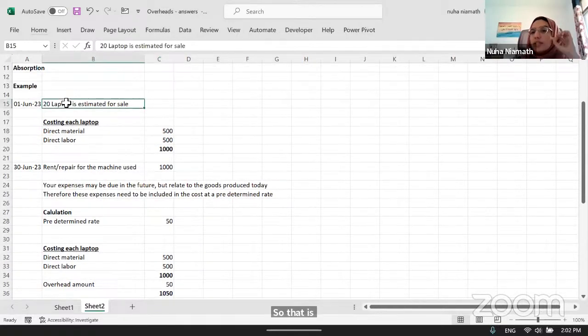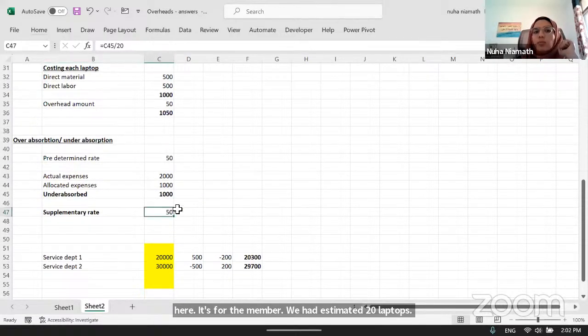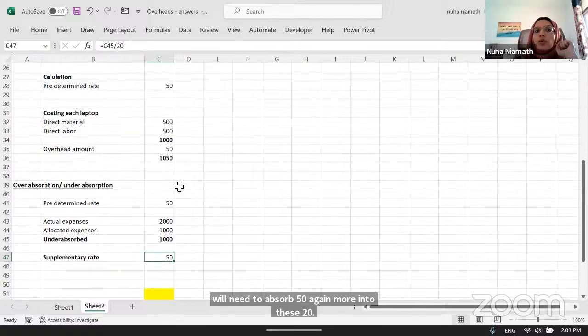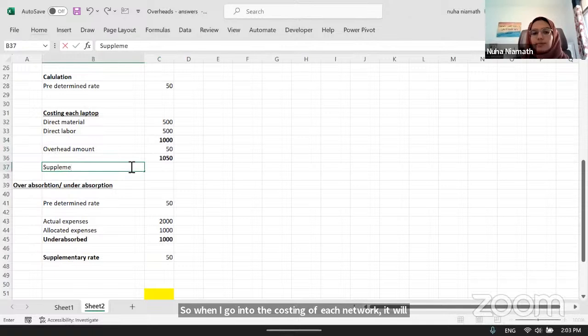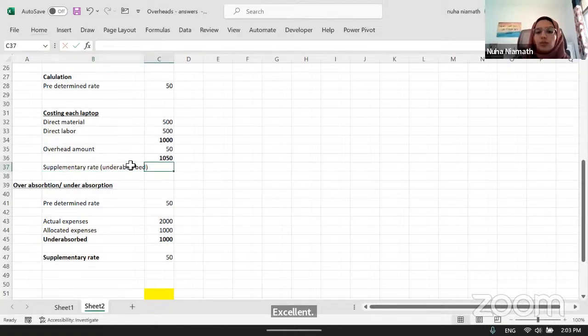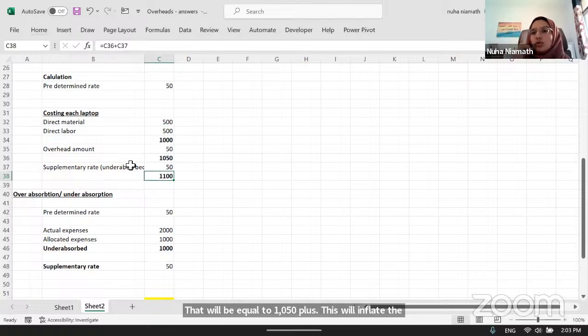If you remember, we had estimated 20 laptops. Let's say actually 20 laptops have been produced. So we will need to absorb 50 rupees more into these 20 units. So when I go into the costing of each laptop, it will have another supplementary rate expense for the under absorbed overhead of 50 rupees. That will be equal to 1,050 plus 50 rupees. So this will inflate the cost of my goods unit. This is how we will have to accommodate for the under absorbed.